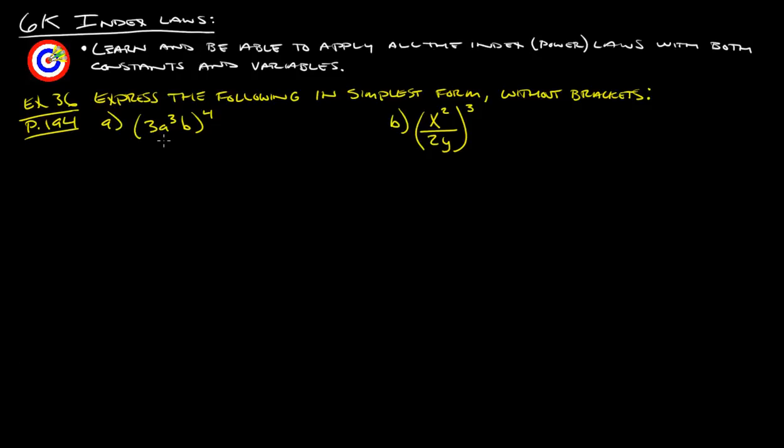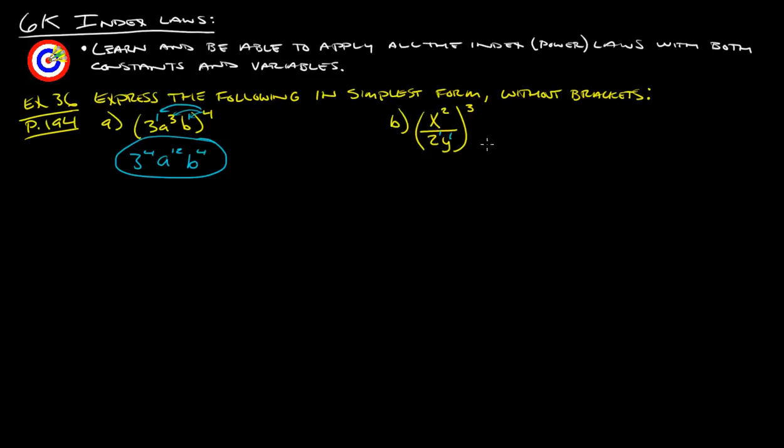Example 36 from page 194. Again, similar to what we just did here, except some of these now actually have some other powers in there. So again, I'm going to write a 1 with that one, a 1 with this one, and then distribute my power of 4 to all of those. So that's 3 to the fourth, a to the 12th, b to the 4th. And you can just leave it like that. If you want to calculate out what 3 to the 4th is, you can write it down if you want to, but this is just fine.